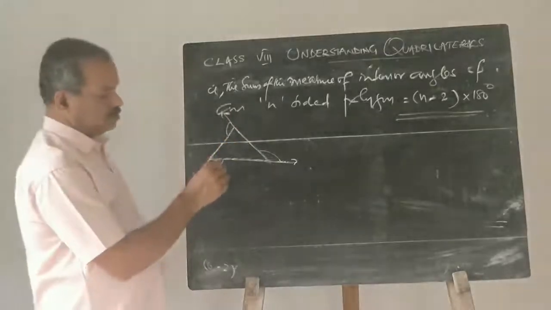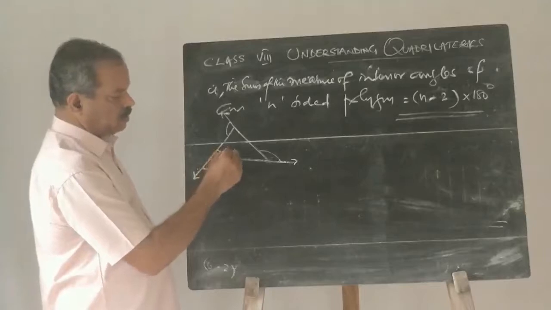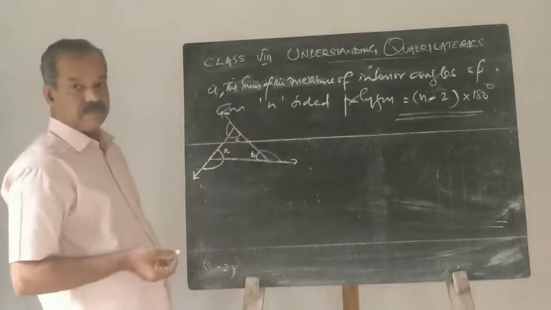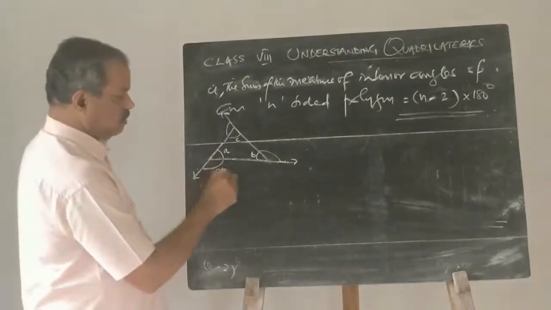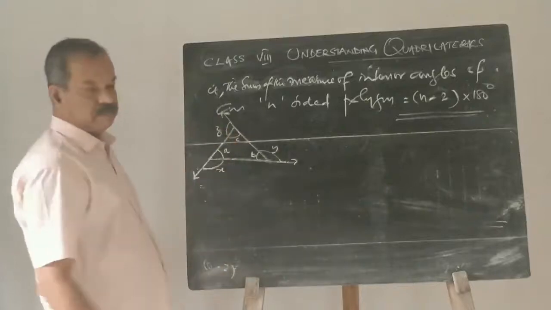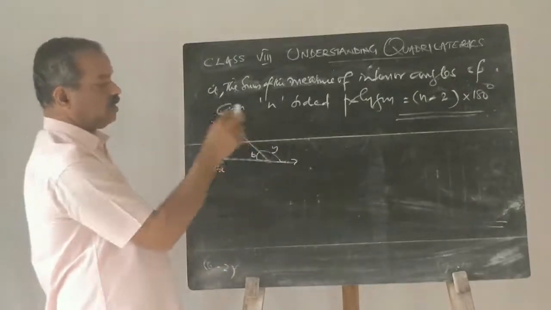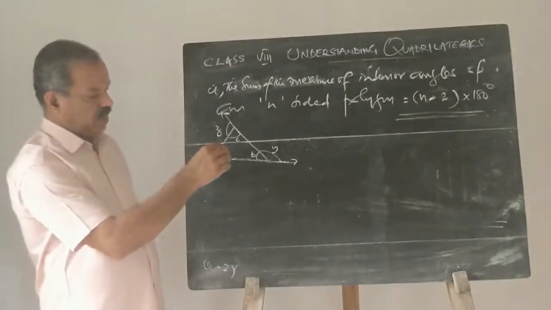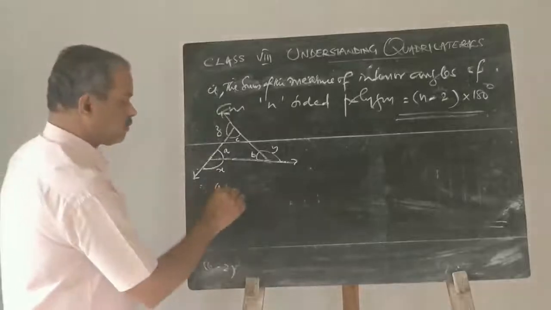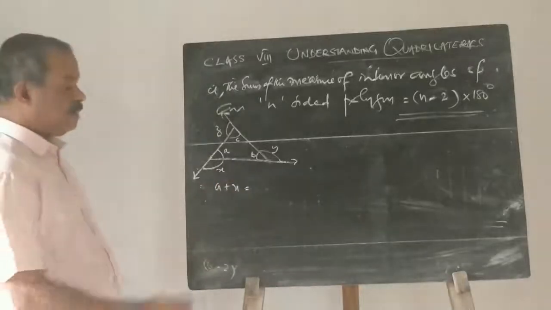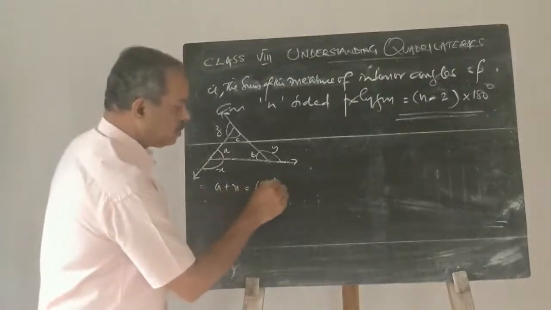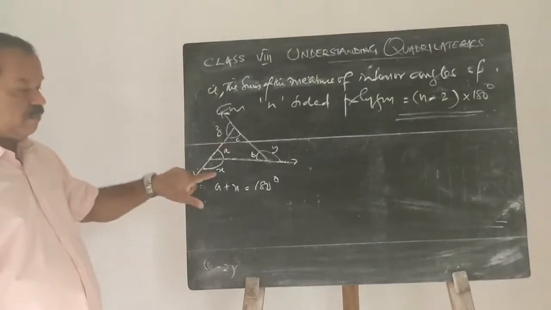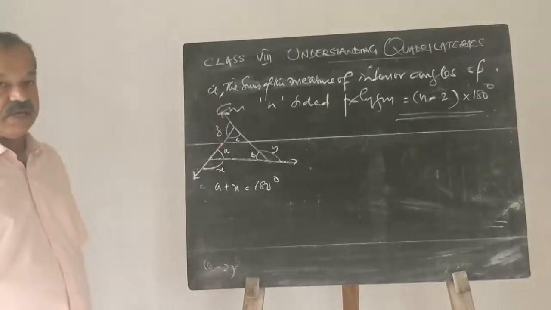This can be found out in this manner. Suppose the interior angles measure A, B, and C, and the exterior angles are X, Y, and Z. What is the sum of A and X? A plus X equals 180. Reason?